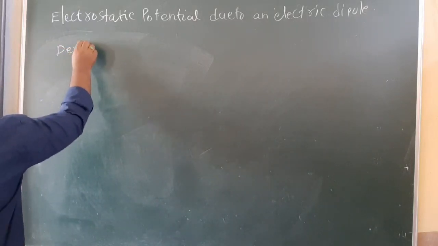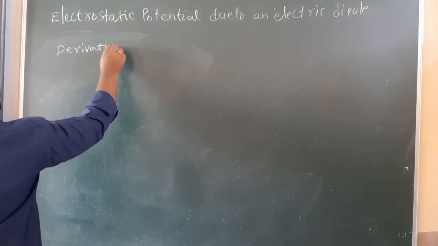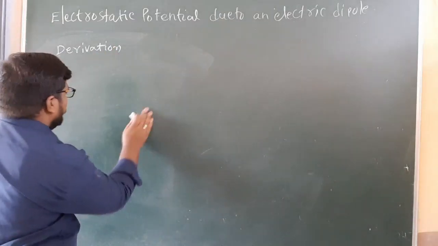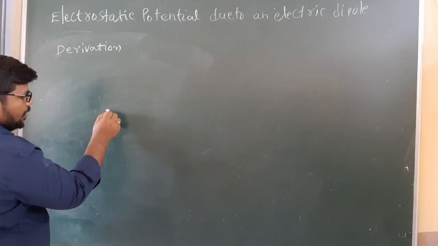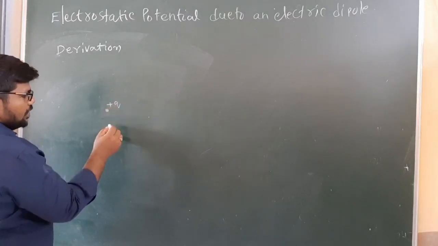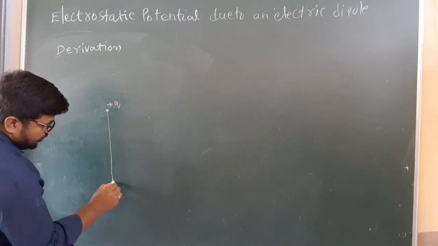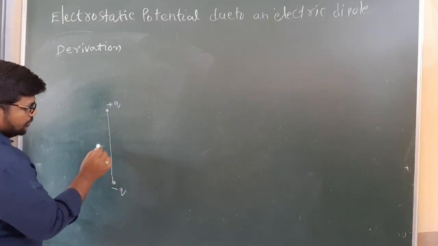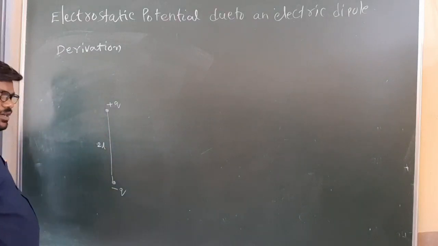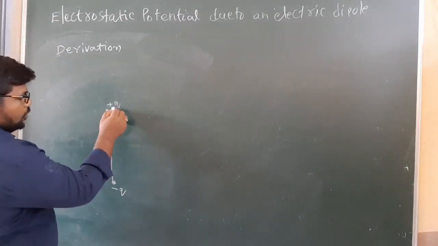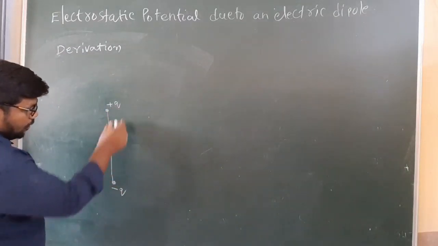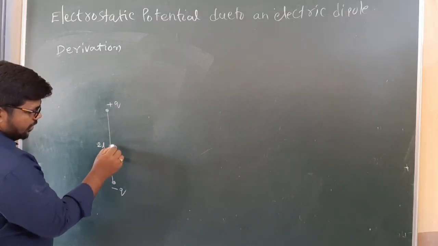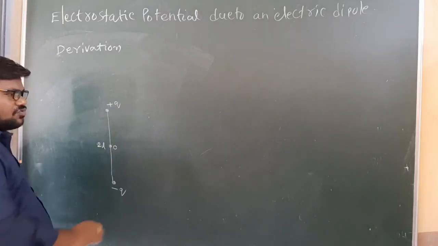Derivation. Very, very important, my dear children. So consider a dipole. Dipole means two equal magnitude charges, opposite in nature, which are separated by a small distance, that is 2l. This is called the center of the dipole.